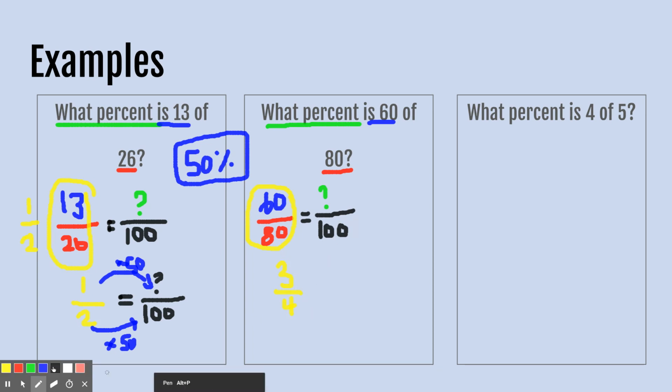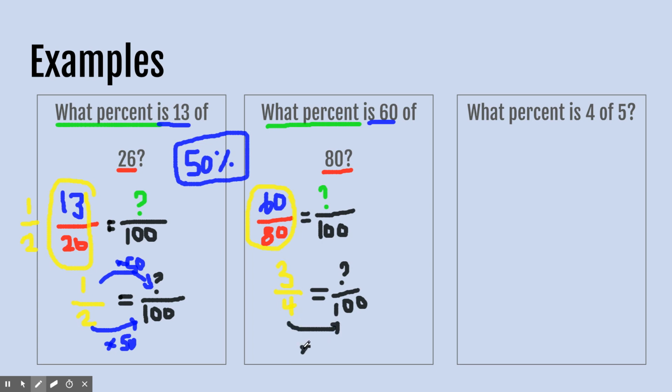So if I use 3/4, and again, some of you might say, oh, 3/4, I know what that's equivalent to as a percent. If you know it from there, you can just stop and make that equivalency and put the percent symbol. But if you don't, this is how you could figure it out also. So 4 times 25 is 100, so 3 times 25 would be 75. So 60 is 75%. Again, don't forget your percent symbol. 60 is 75% of 80.